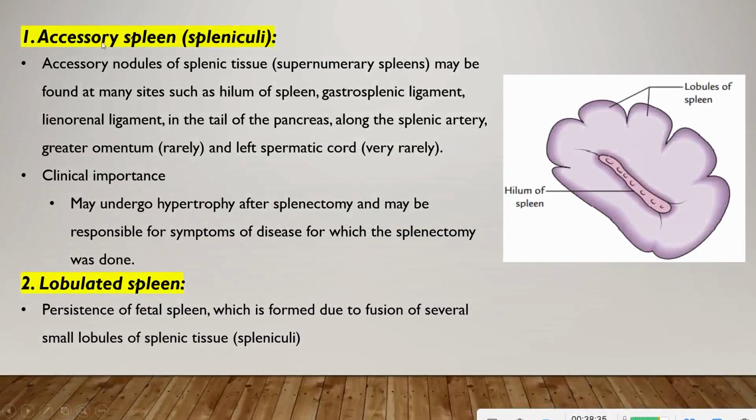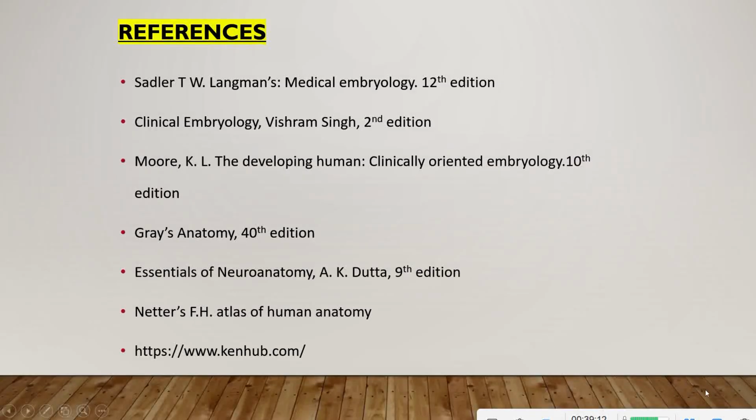Congenital anomaly: there can be accessory spleen, which is known as splenculi. Accessory nodules of splenic tissue may be found at many sites such as the hilum of the spleen, gastrosplenic ligament, lienorenal ligament, in the tail of the pancreas, along the splenic artery, greater omentum, or sometimes even in the left spermatic cord. Clinical importance: they may undergo hypertrophy after splenectomy, and may be responsible for symptoms of the disease for which splenectomy was done. There can be lobulated spleen, persistence of fetal spleen, which is formed due to fusion of several small lobules of splenic tissue. These are the references.